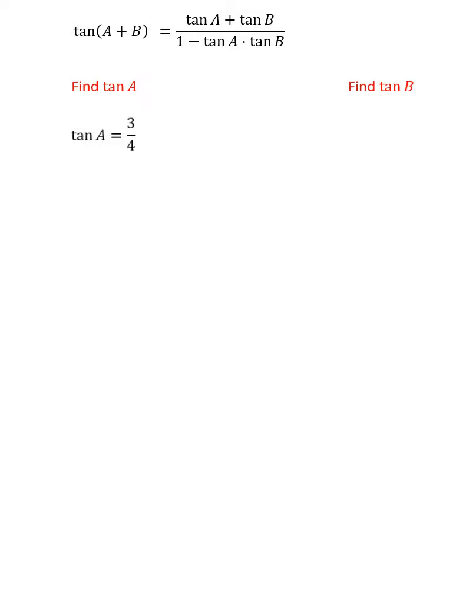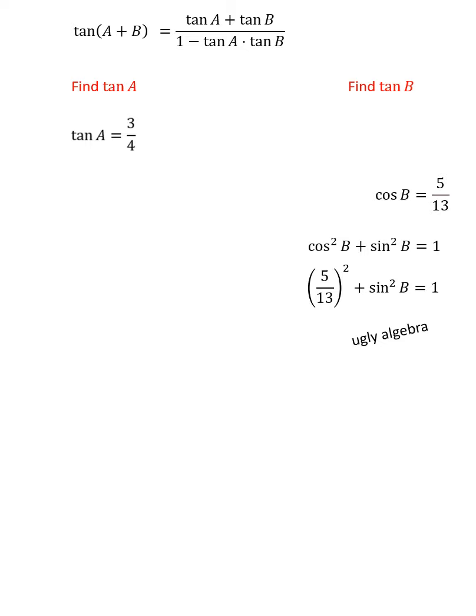Well, they didn't tell me the tangent of B, but they did tell me the cosine of B. And knowing that cosine squared plus sine squared always equals 1 allows me to make an equation by substitution that will give me the sine of B. Just like before, some ugly algebra will show that the sine of B is plus or minus 12/13. B was also reported to be terminal in quadrant 1, and therefore the sine would be positive 12/13.